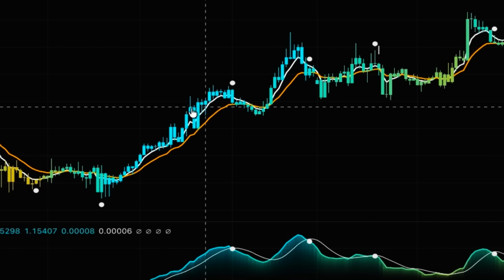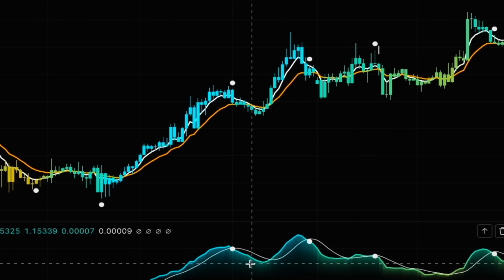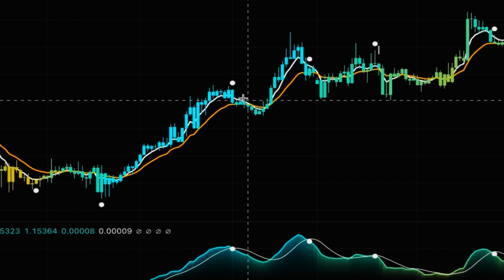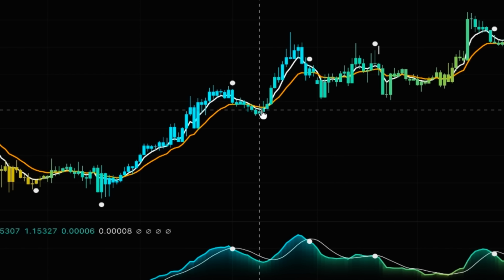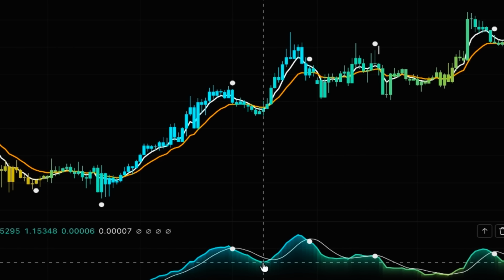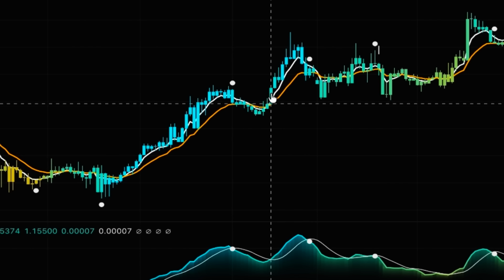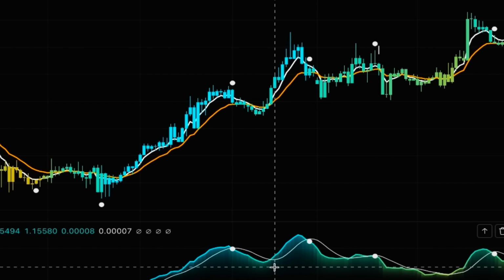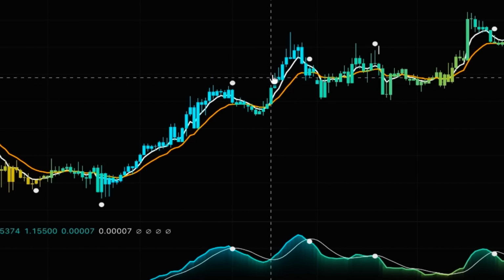For identifying the pullback and end of the pullback, we use the indicator itself and the 2 EMAs. Here we wait for the white line to go below the orange line, and here the oscillator line below the signal line. Now in the next step, we wait for the signal that shows the end of the pullback. Here we wait for the white line to close above the orange line, and here the oscillator line above the signal line. You can see that it happened here when this candle was closed.